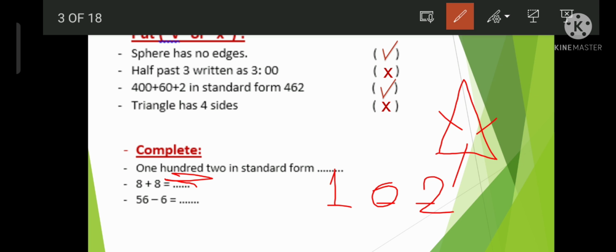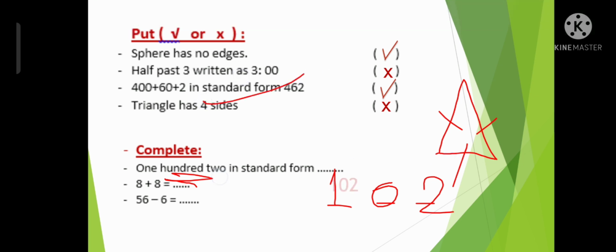8 plus 8 is a double, okay? 8 plus 8 equals 16. 56 minus 6. We will subtract ones minus ones and tens minus tens. 6 minus 6 equals 0. Then 5 minus 0 equals 5. I can use counting back to get the answer, okay? Before 56: 55, 54, 53, 52, 51, and 50.